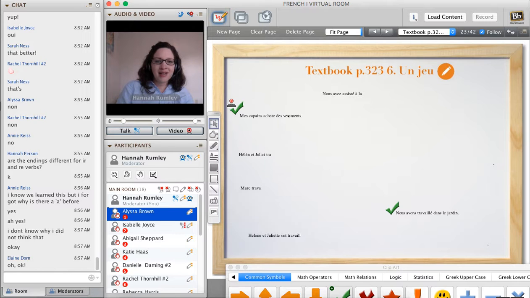Mes copains achetaient des vêtements. Good, except you forgot your avoir here. All these sentences have to be in the past tense. So the expression for the past tense is avoir and then acheter, but you have to conjugate the avoir. So mes copains, and then avoir conjugated, and then acheter with an accent on the end to make the past participle.